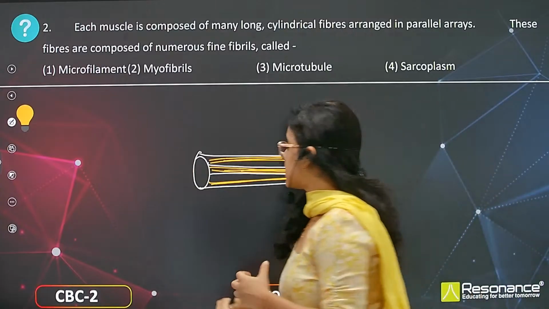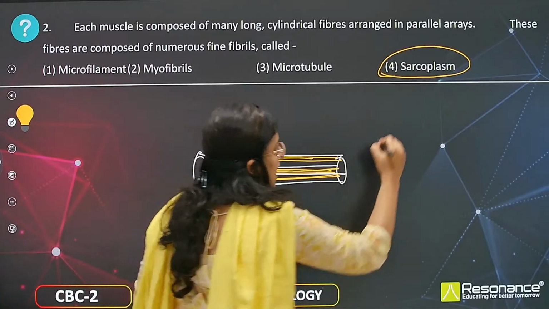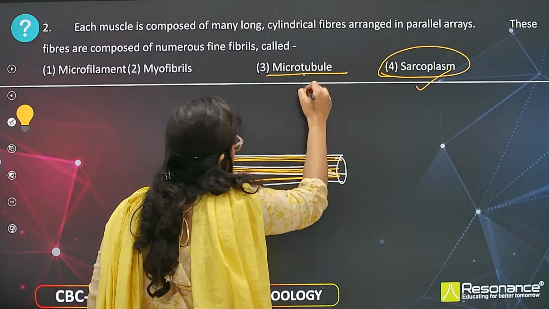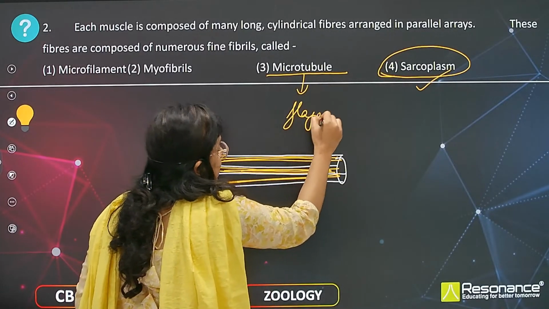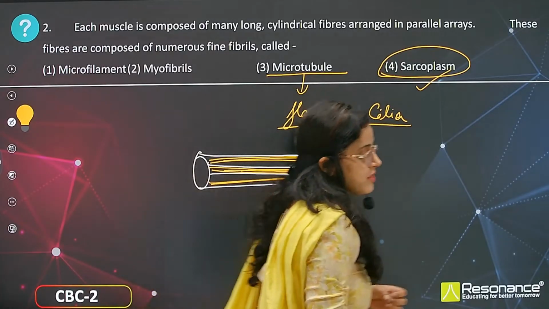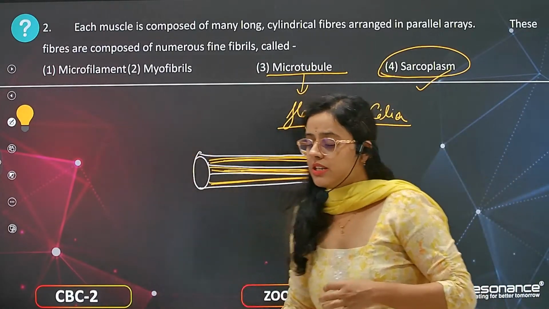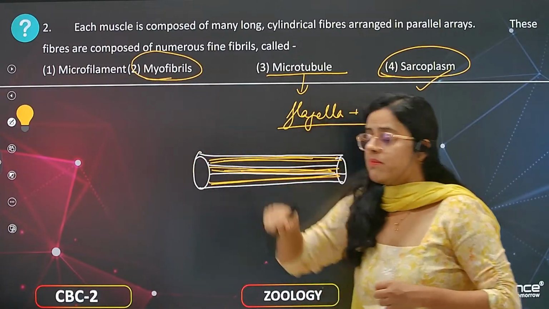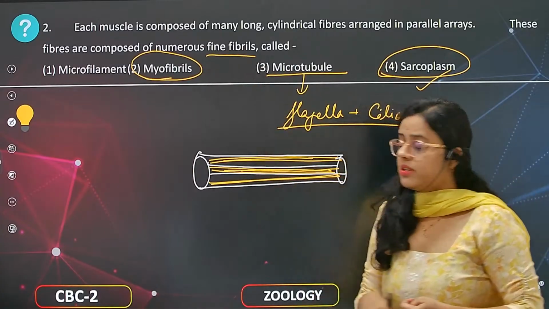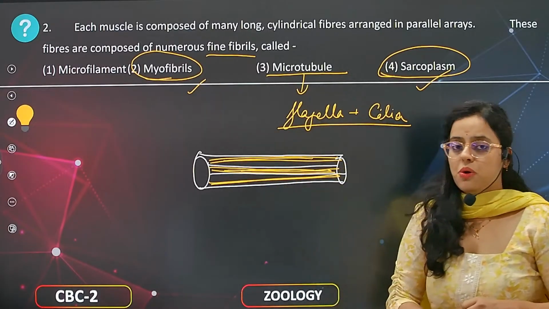So we have discussed that the cytoplasm of the muscle cell is called sarcoplasm. Here they are not talking about fibers. Microtubules, which are present in flagella and cilia, cause contraction and relaxation movement. So these are microtubules. Microfilaments are present in a different structure. Now coming to myofibrils, these are the thin, fine fibers that are present in muscle fibers. So this is the myofibrils.